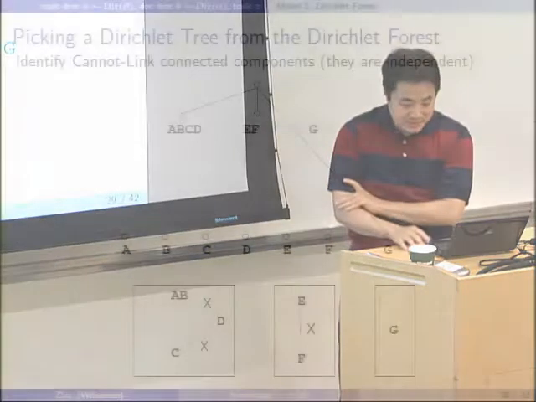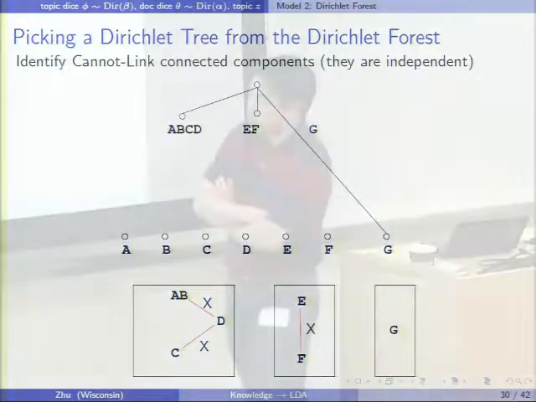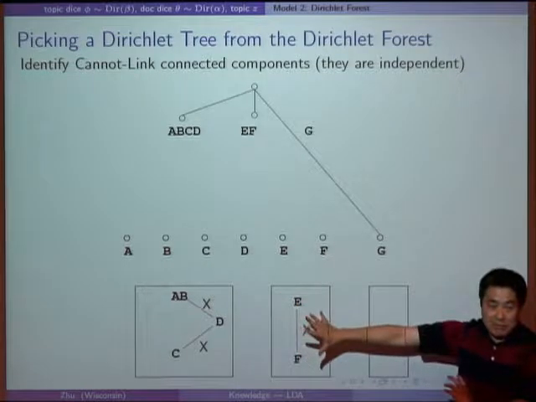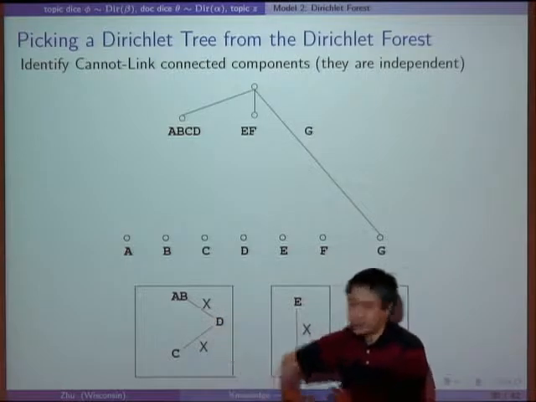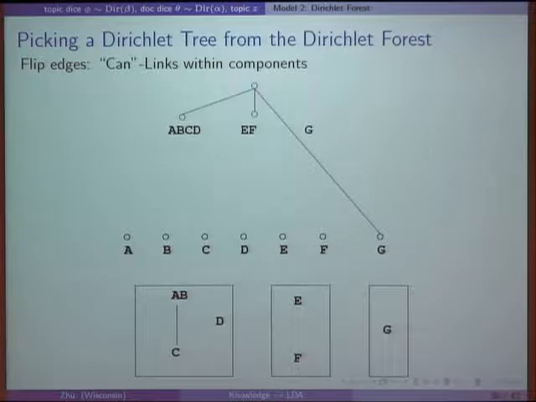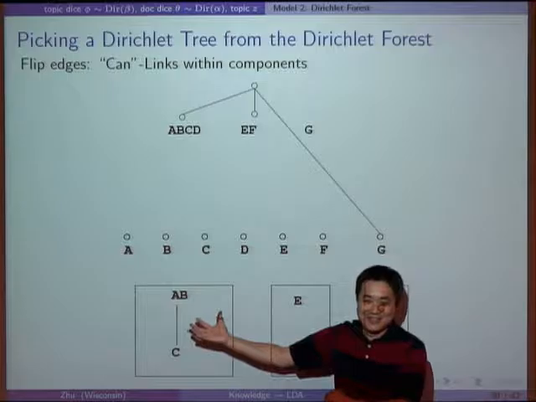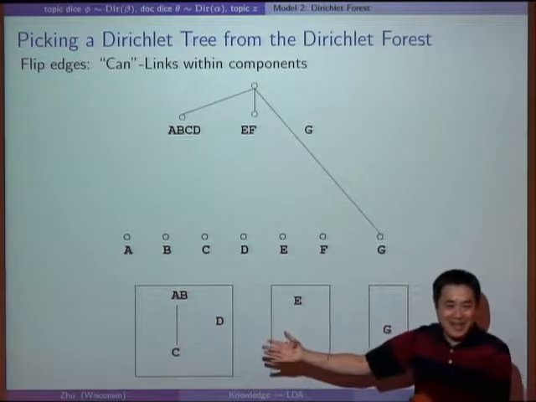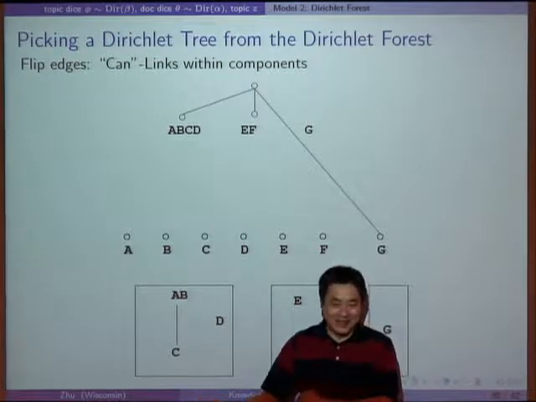So we have multiple steps. Step 1, let's identify connected components. Okay? The reason we want to do that is because each connected component, like this box, can be modeled independently of other connected components. So we will then focus on one of these guys. Okay? Then inside each box, we're going to flip the edges. So instead of cannot link, you turn on the opposite, the complement edges. Those are the can links. That means these words can appear with high probability together. Okay?